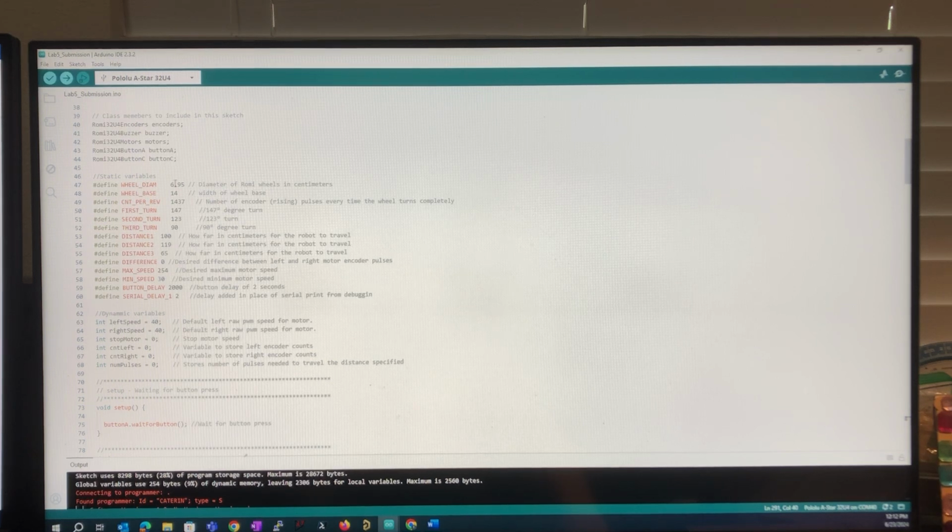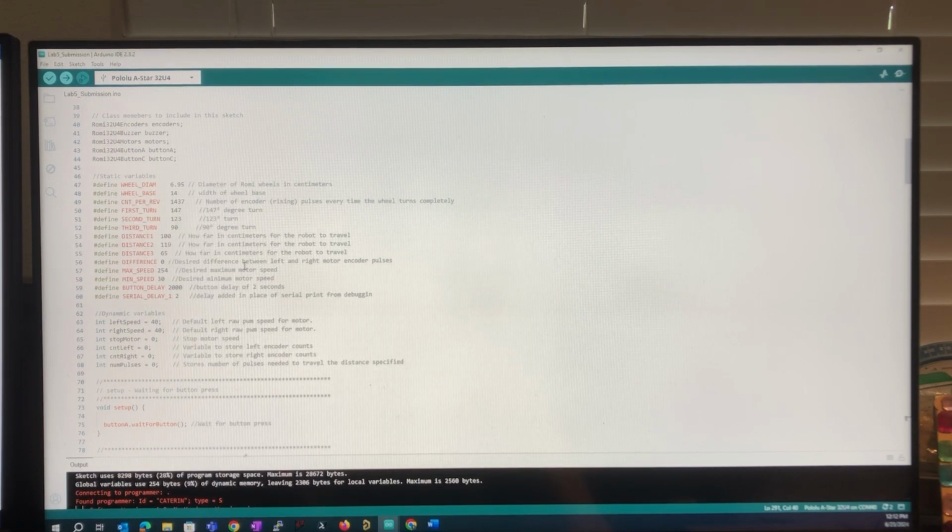Our static variables, my wheel diameter is closer to 6.95. For the calculations, I'll need to include the wheelbase, which is 14 centimeters. Counts per revolution was given to us, calculated in the example, as 1437. My first turn, second turn, and third turns are going to be 147, 123, and 90 degrees respectively, which we just went over. Distance 1, distance 2, distance 3 will be 100, 119, and 65 centimeters. Again, that was covered in the calculations.